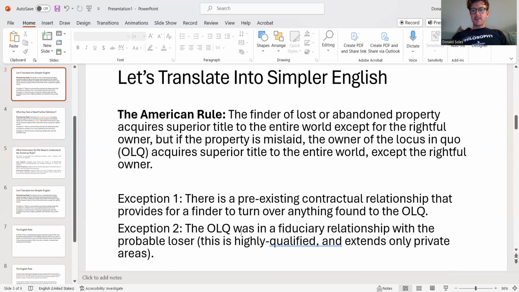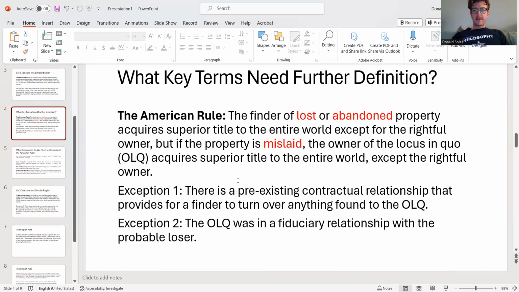But if neither of those situations apply, then usually what's going to happen is that the finder will prevail if the item is lost or abandoned, and the owner of the locus in quo will prevail if the property is mislaid. So if there's some evidence that the previous owner intentionally put the item where it was found, the owner of the locus in quo will prevail.